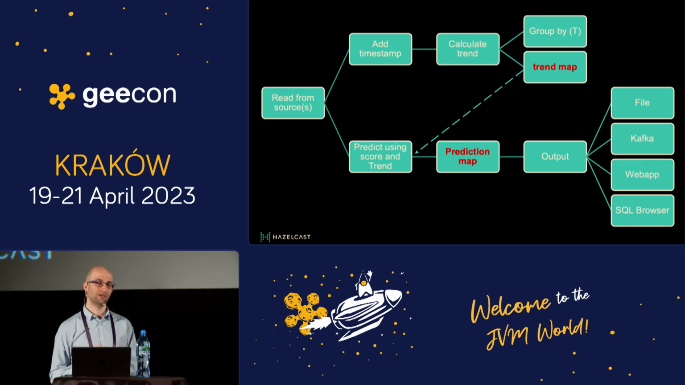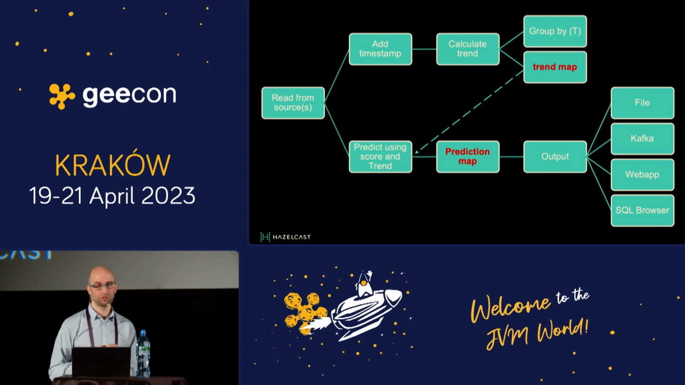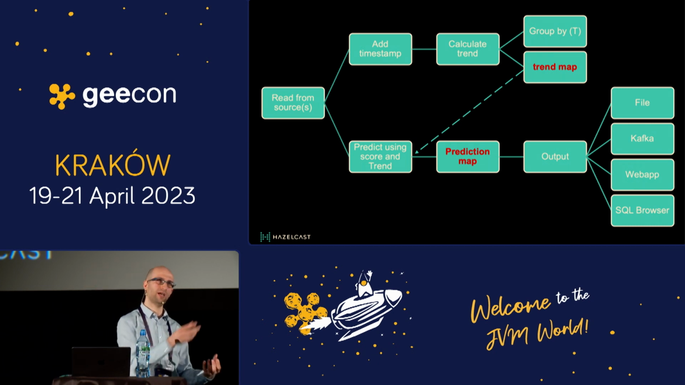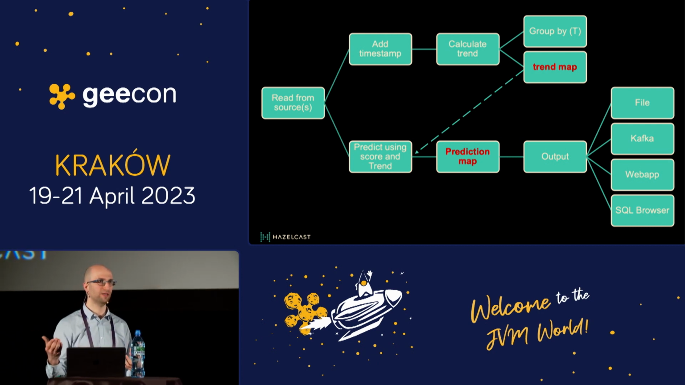And from there, we can use the trend map, which is like a normal map in memory, to provide some kind of prediction. So this is the prediction map. And from the prediction map, you can provide some kind of output. The output in this case could be sent to a file system, and then you can have a monitor on your file, or maybe you can send it to a Kafka topic, or maybe, I don't know, to an end-user web application through WebSockets, or even the SQL browser.